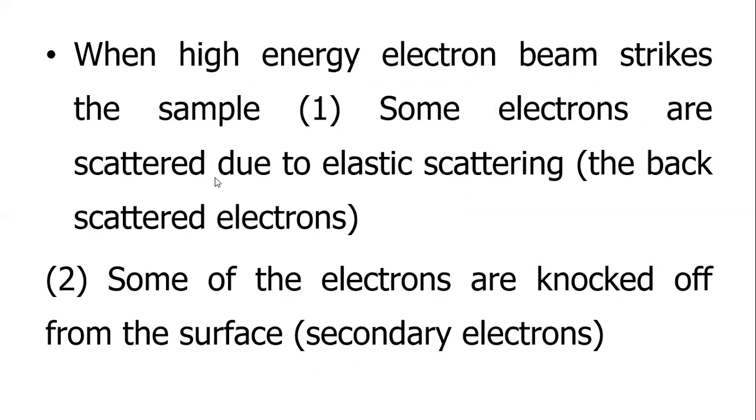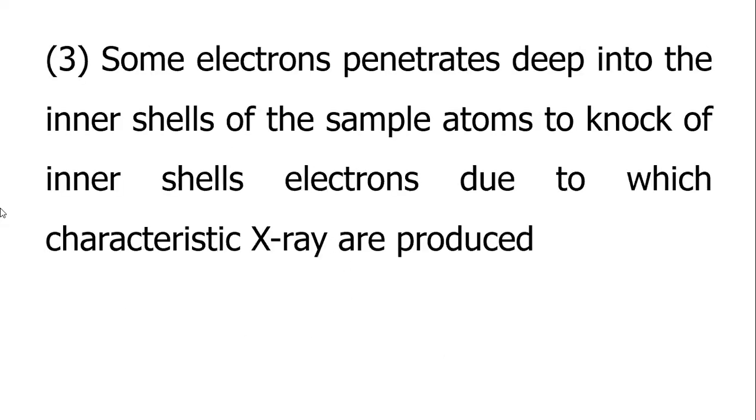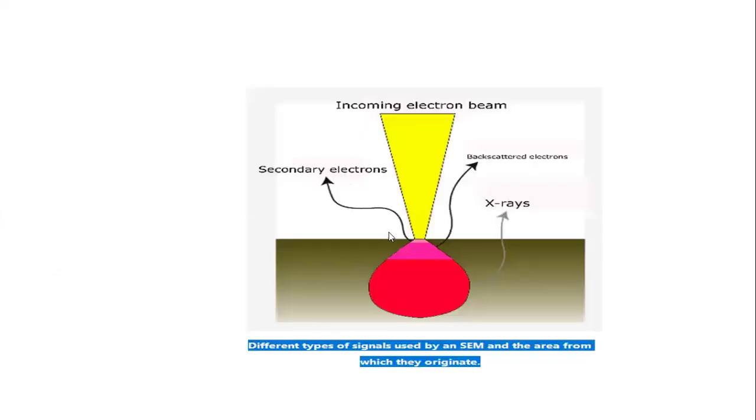Some electrons are scattered due to elastic scattering: the backscattered electrons. Some of the electrons are knocked off from the surface: secondary electrons. Some of the electrons penetrate deep into the inner shells of the sample atoms to knock off inner shell electrons, due to which characteristic X-rays are produced.